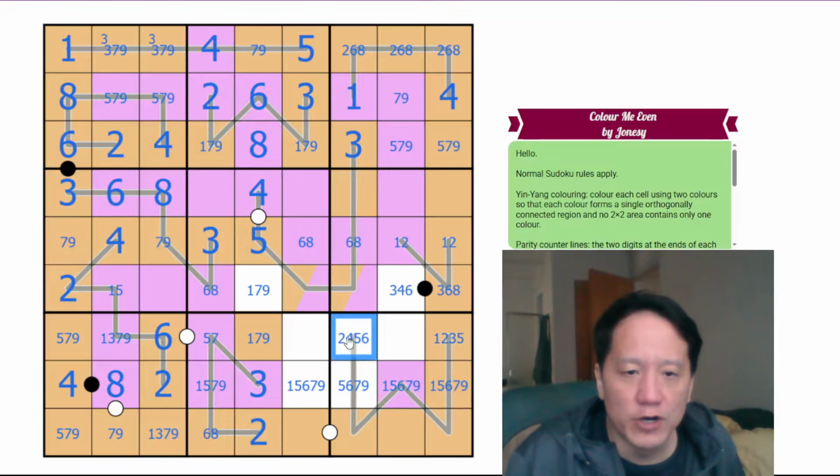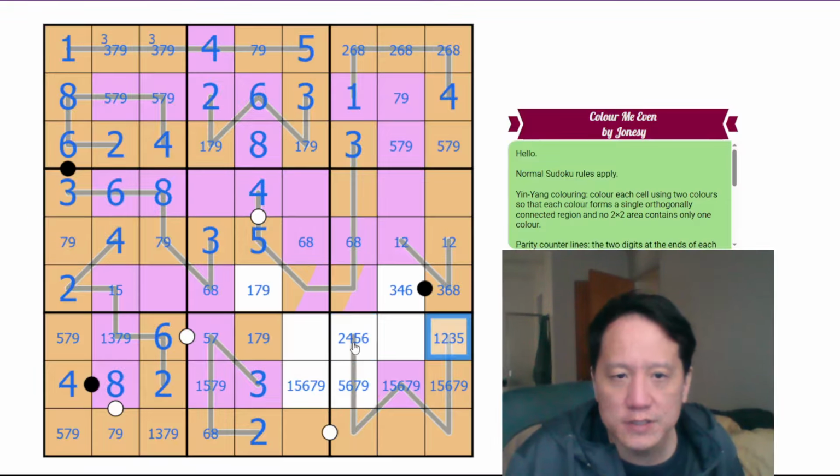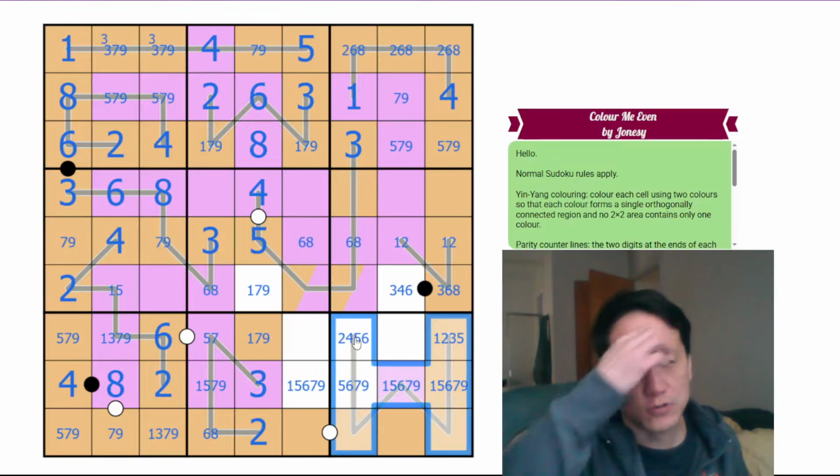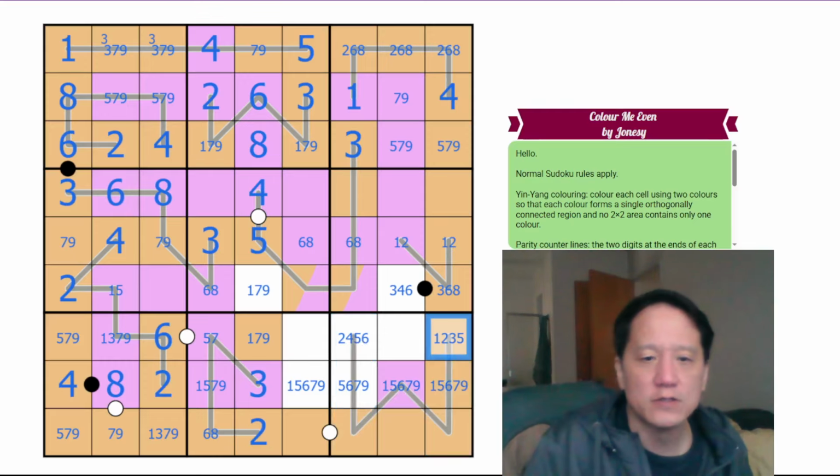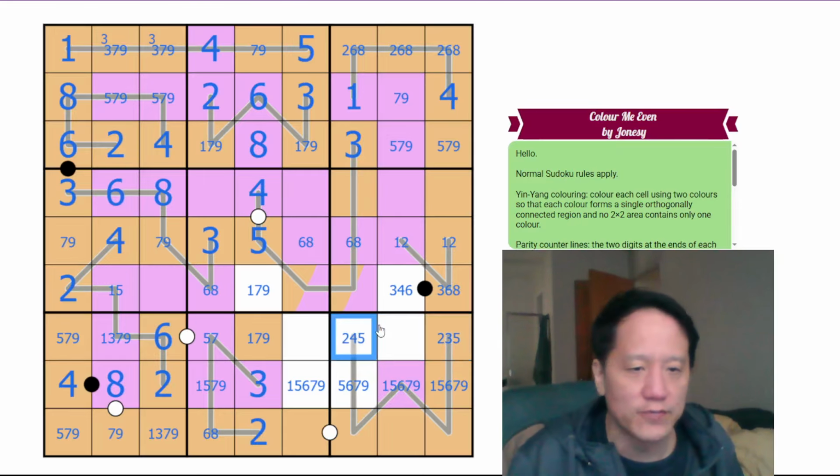You cannot have 1 and 6 here, because if you had 1 and 6 here, the problem is you'd have 6 of an even digit or 6 of an odd digit, and that's not allowed in the same box. So no 1 and 6, and also you have a 6 here.